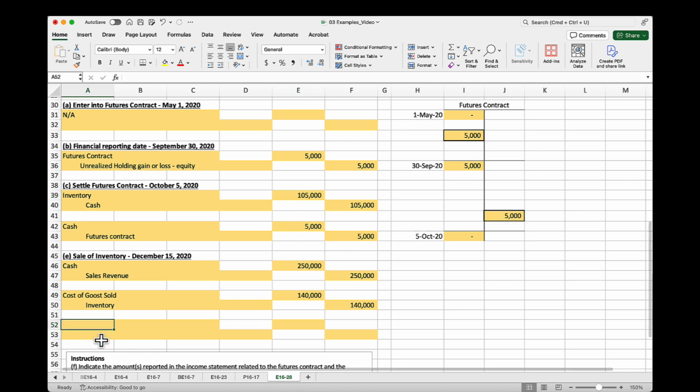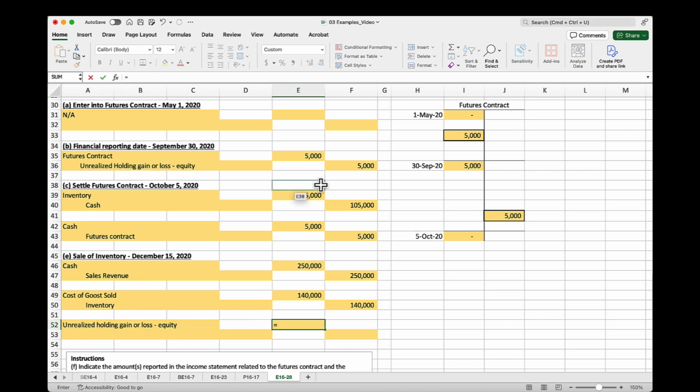So what we're going to do is we are now going to reclassify our unrealized holding gain or loss from that futures contract into cost of goods sold. So we're going to undo this with a debit. So we're taking that out of OCI, and we are reclassifying it as cost of goods sold.